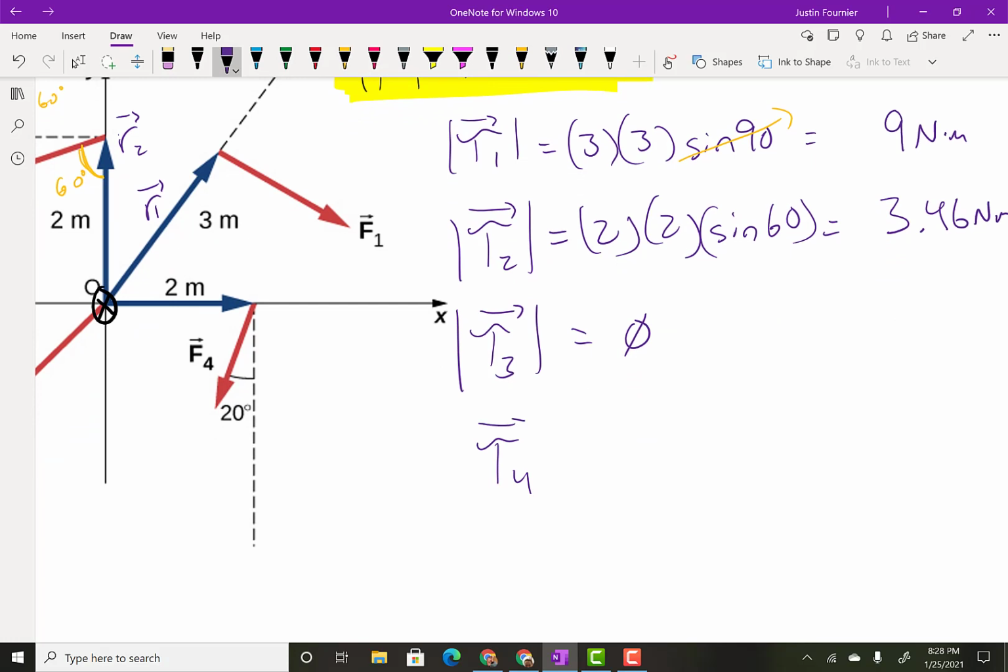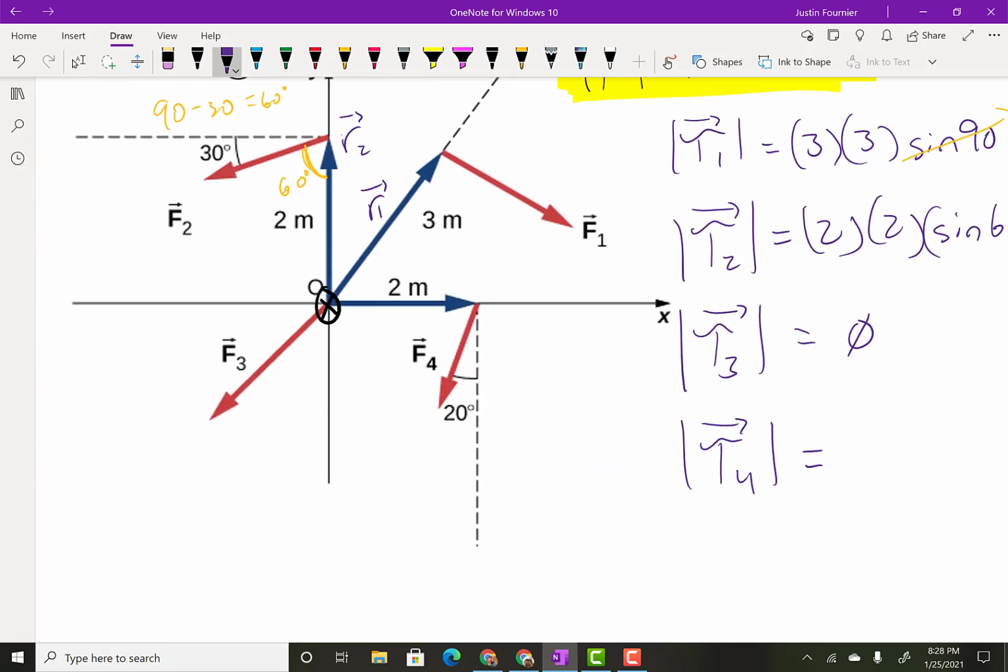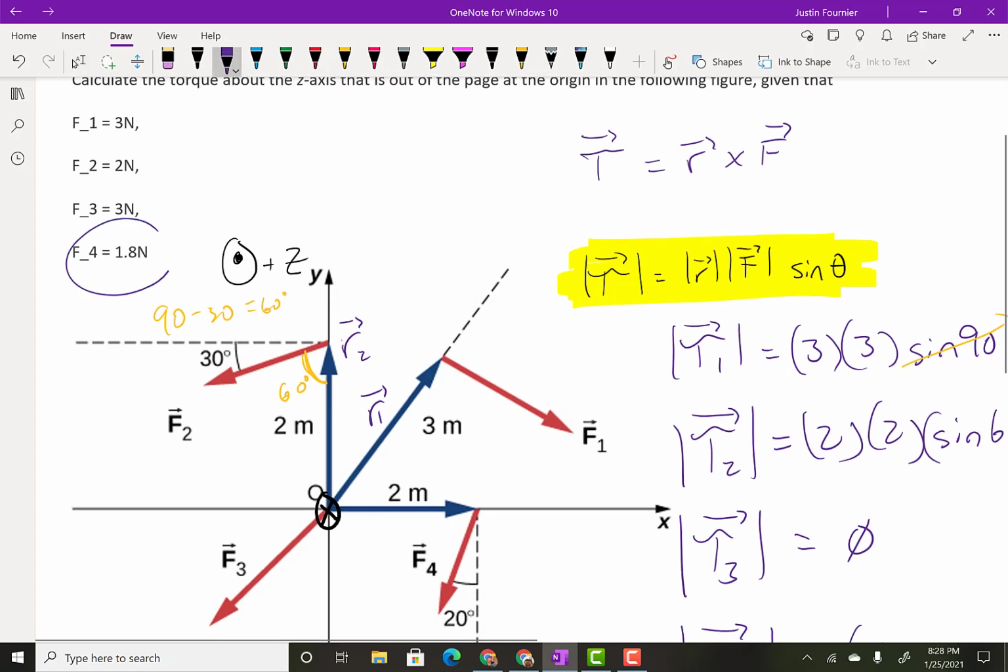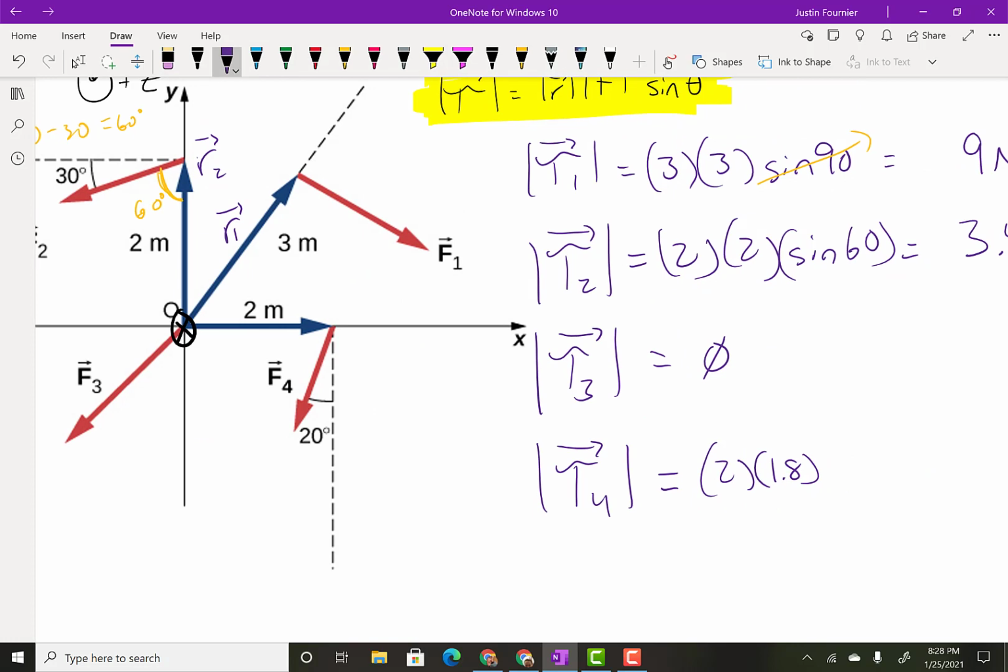And lastly, torque 4. So it's going to be the r vector. Hopefully you're getting the hang of this now. The distance from the axis of rotation to where the force is being applied is 2 meters. My force, if I look over here, is 1.8 newtons. And then my angle. I'm looking for my angle. So they give me this 20-degree angle.